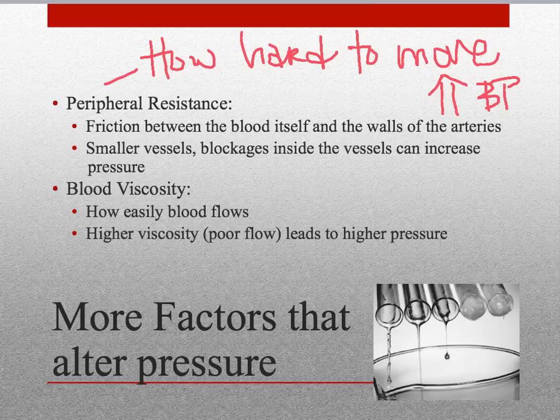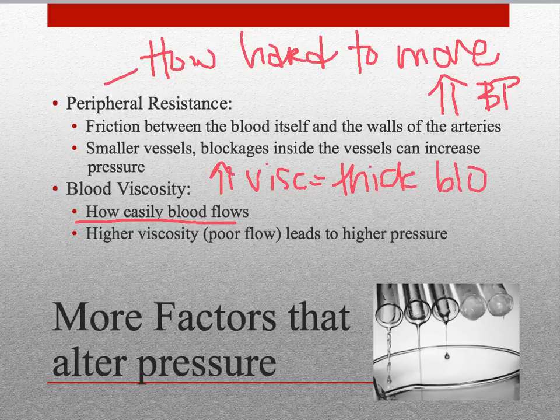Blood viscosity is the other one. Blood viscosity measures how easily the blood flows. So high viscosity means thick blood. So again, if you have clogged up your arteries with a bunch of fat and other things like that, that means the blood gets really thick and the body has to work harder to pump it.